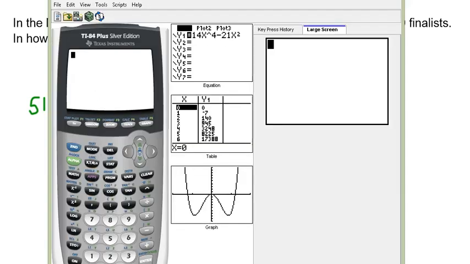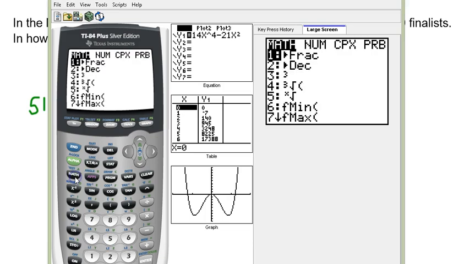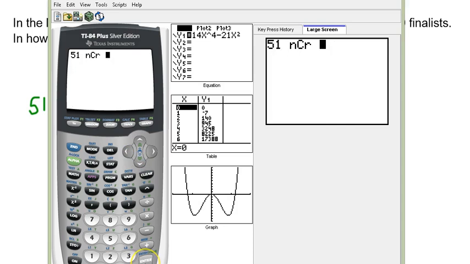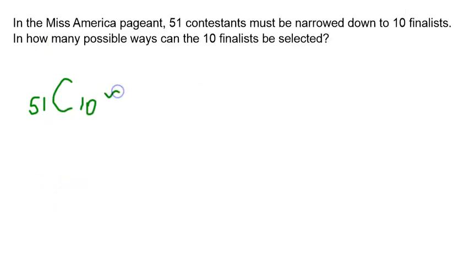Now if we use a calculator, we have 51 contestants. Math, Probability, the third one down, this is a combination. We're choosing 10 finalists out of the 51 contestants. So there are 1.27 times 10 to the 10th different possibilities. This is approximately 1.278 times 10 to the 10th.